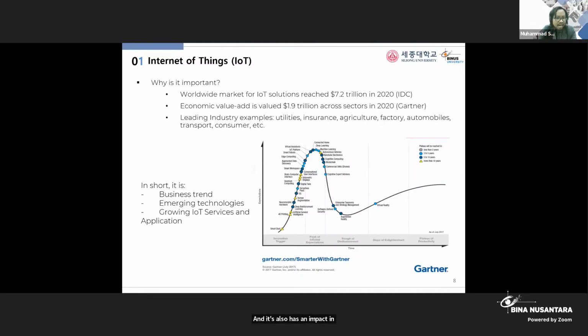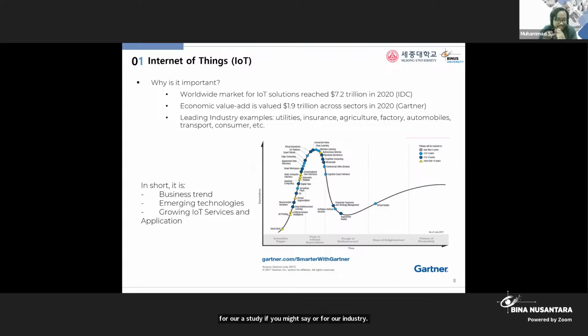As you might say, we are currently adopting electric vehicles, right? It can be a car or motorcycle. And most importantly, this IoT can also have an impact on the end consumer, the customers who are adopting and utilizing these IoT services. In short, yeah, IoT is still a business trend, and this is still an emerging technology that we have to learn, and we have to try to adapt for our study, or for our industry.